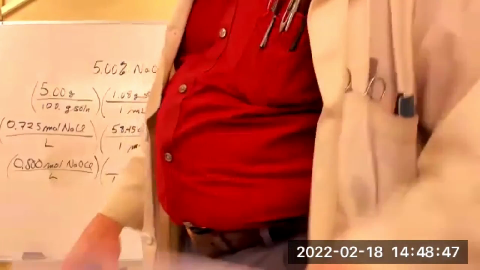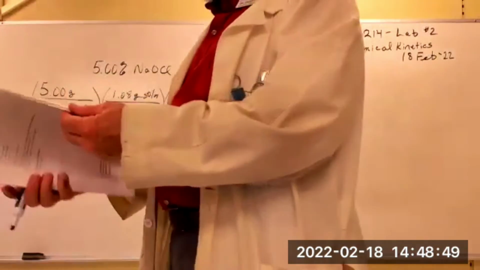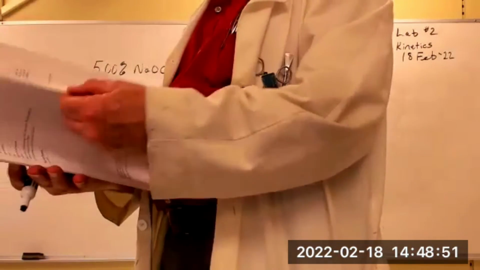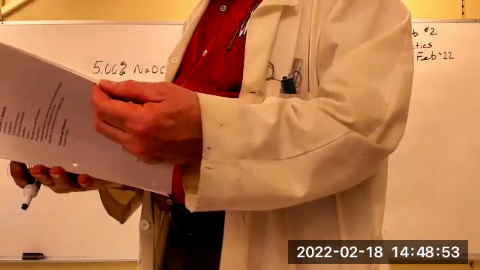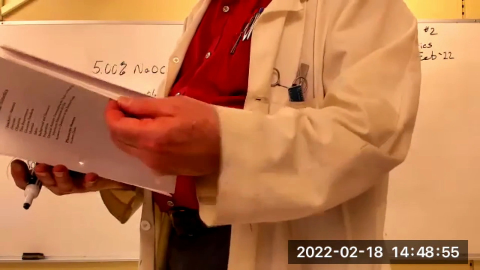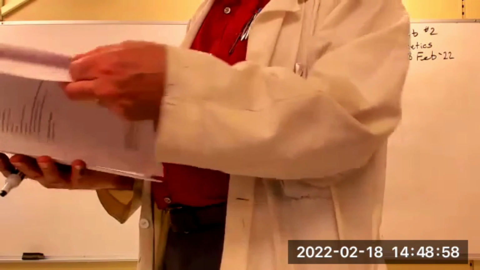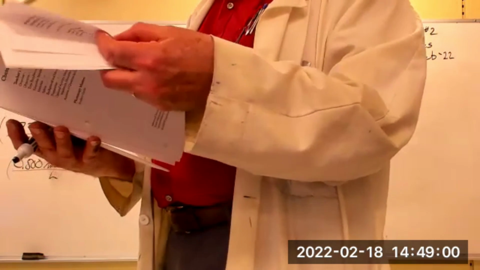Let me see. Cheat sheet here. Let's see if that's right. That was post labs, pre labs. Here we go. 5.5.